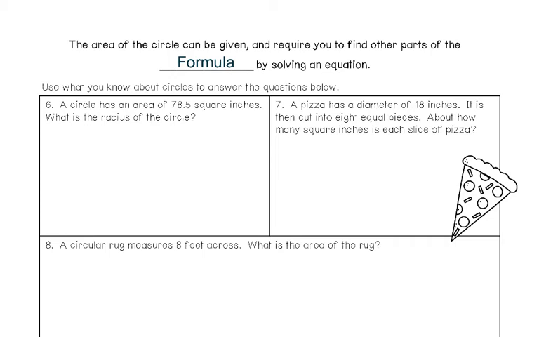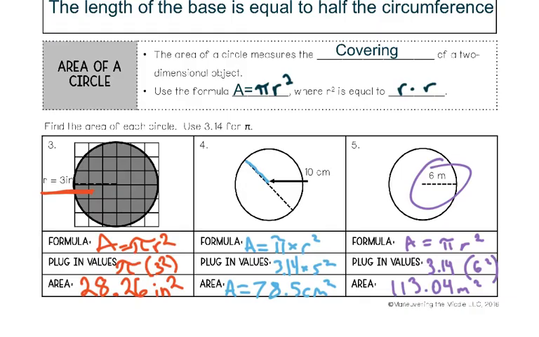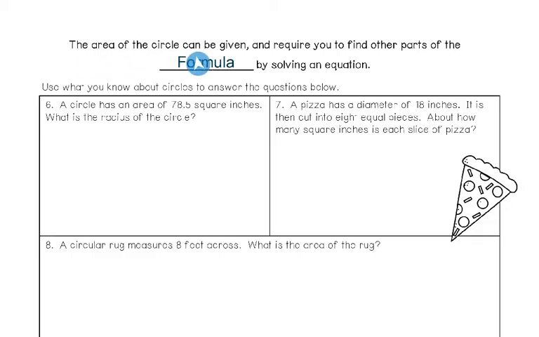All right, so Harlan, Kenneth, and Kinley just did an awesome job of showing you how to find the area of a circle whenever you're given the radius or the diameter. But sometimes the area of the circle can be given to you. And instead of finding the area, you'll have to find the radius or the diameter or the circumference. So you're going to have to figure out what else goes in the formula by solving an equation.